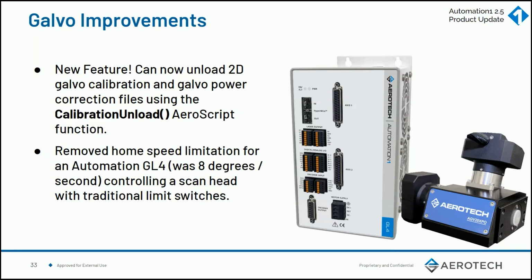We removed the home speed limitation for the Automation1 GL4. We once limited it to 8 degrees per second for home speed. That's because we had lots of scan heads that going too fast during homing could have caused an issue. We fixed that issue mechanically already, and most of our scan heads, if not all of them now, are shipping with traditional limit switches that really prevent that from being an issue anymore. So now we let you home faster.